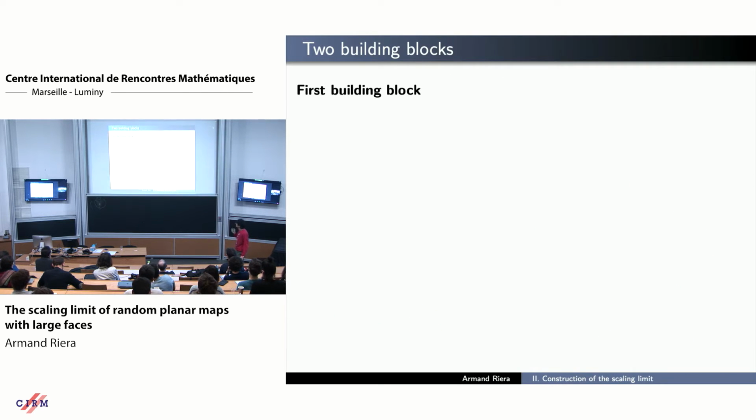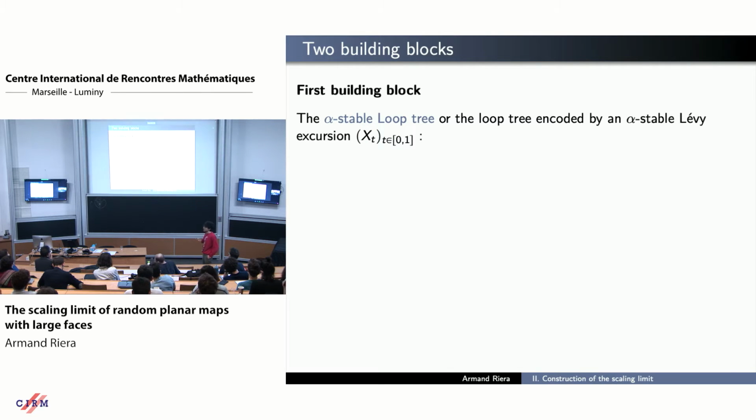For the loop structure, we are going to take the alpha stable loop tree that was introduced by Nicolas Curien and Igor Kortchemski. This is just the loop tree induced by an alpha stable excursion. You can think about it as, the CRT or the Brownian tree is encoded by a Brownian motion, and with the same kind of construction, you can use an alpha stable excursion to construct a loop tree.